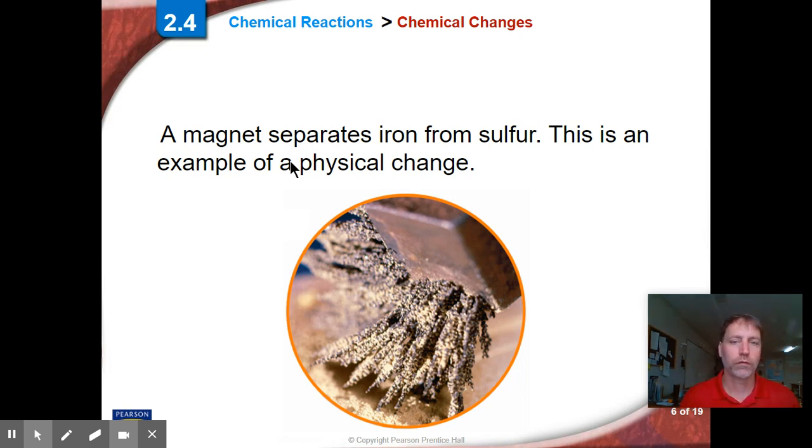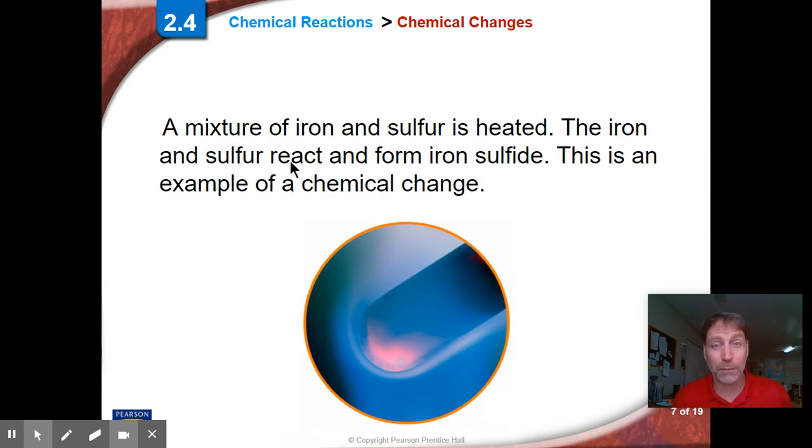So for instance, here we have a magnet that separates iron from sulfur. This is an example of physical change. You remove the iron from the sulfur because iron is magnetic and sulfur is not. The iron and sulfur didn't change. But if I take that same iron and that same sulfur together and I heat them up, they will form a chemical reaction called iron sulfide. And that iron and sulfur are now chemically bonded together, forever changed.